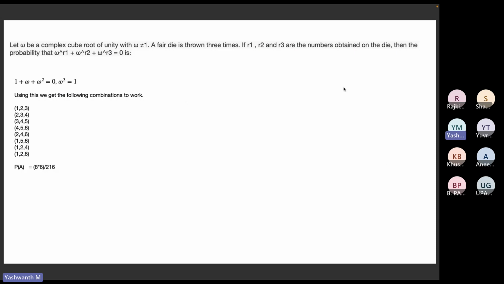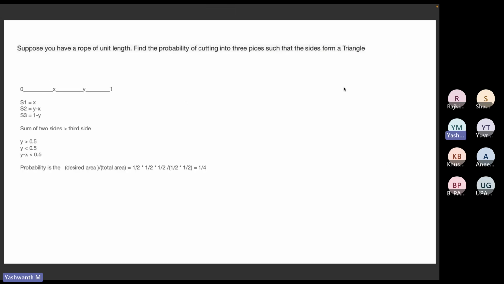Okay, so let's move to another question. This is a bit complicated. Suppose you have a rope of unit length, and you cut that rope into three pieces. Basically, to cut the rope into three pieces, you need to make two cuts. After you cut that rope into three pieces, what is the probability that the three pieces form a triangle? So this is the question.